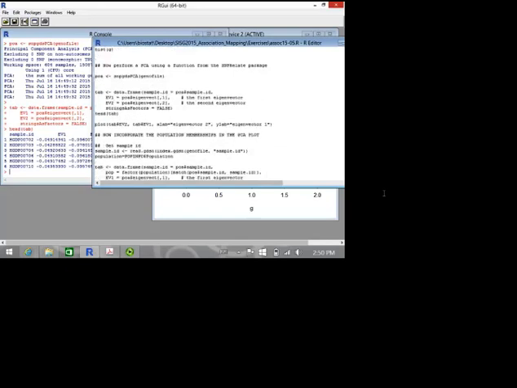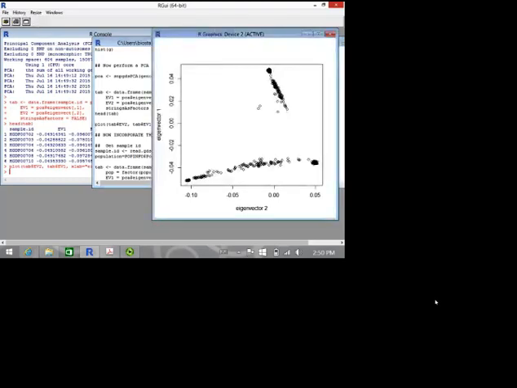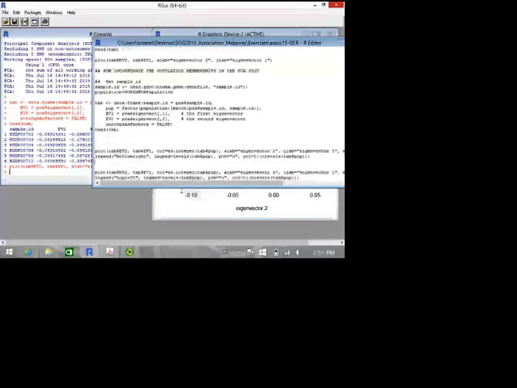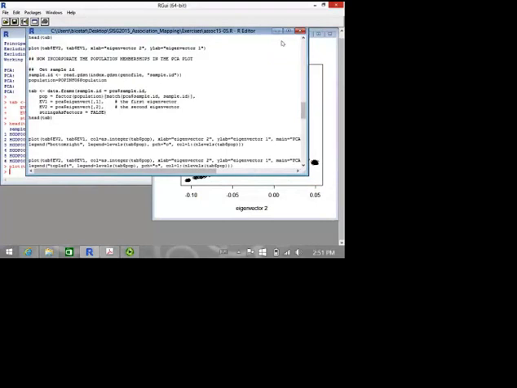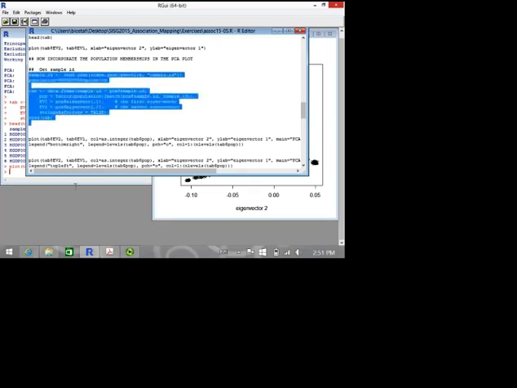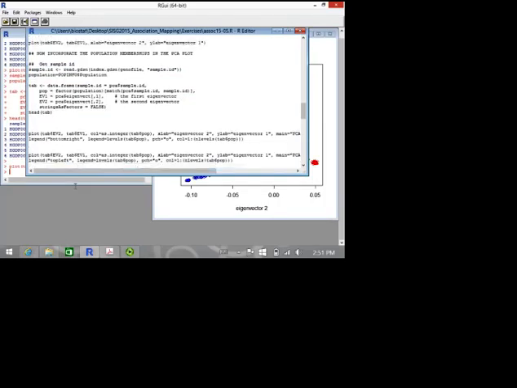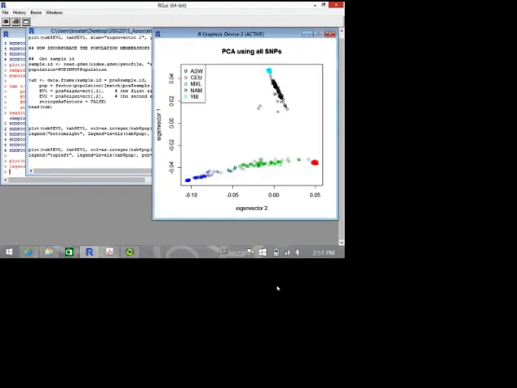So let's plot eigenvector 1 versus eigenvector 2. This is what you get. So you do see some structure. It'd be nice to have some color on this figure so we can know who is who. So for this, we can incorporate population membership. Okay. Now here's a plot where we have the individuals color coded by their ethnicity.